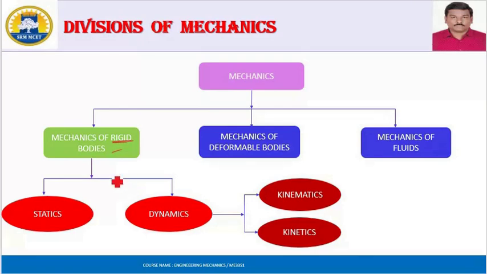Mechanics of rigid bodies is further classified into two major types: statics and dynamics. Dynamics is further classified into two types, kinematics and kinetics. First, what is meant by statics? Statics means fixed, stationary, stable. Dynamics means moving.